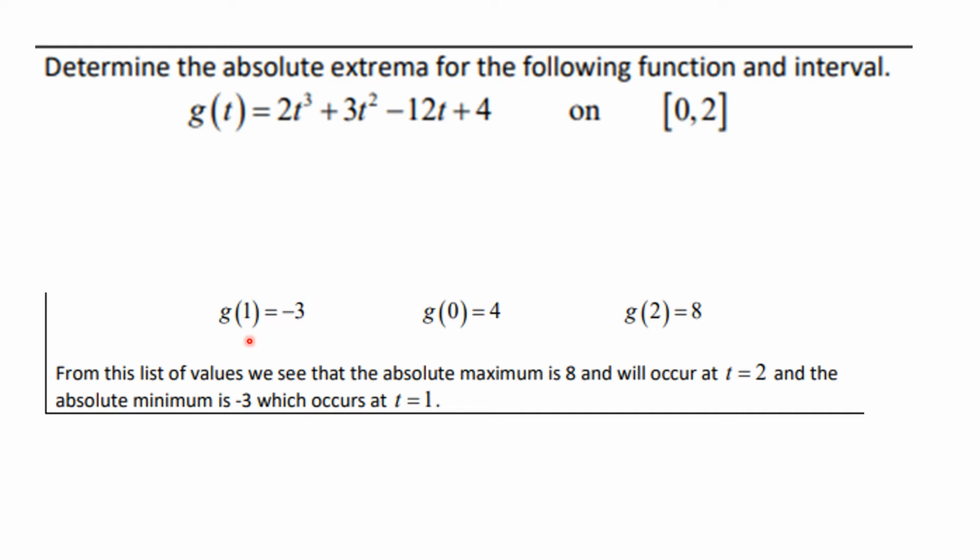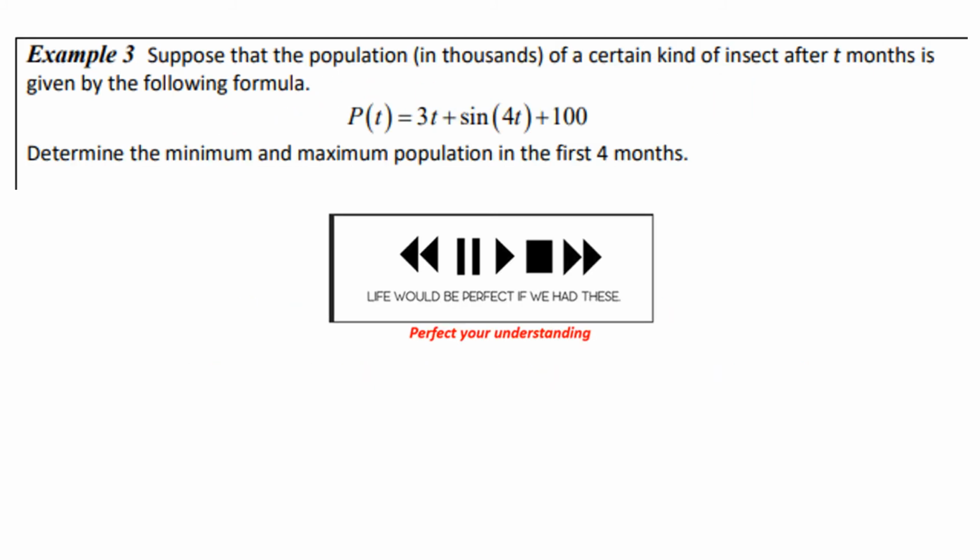1 is the only one of those critical numbers that falls inside that interval, so that's the only one that we evaluate in addition to the endpoints of this new interval. So we plug those into g, do the calculations, and we see that the absolute maximum is 8, and this will occur when t is 2, and the absolute minimum is minus 3, which occurs when t is equal to 1. Let's do another problem.